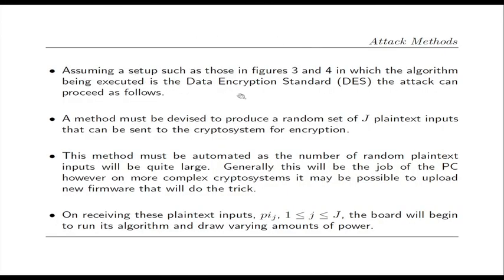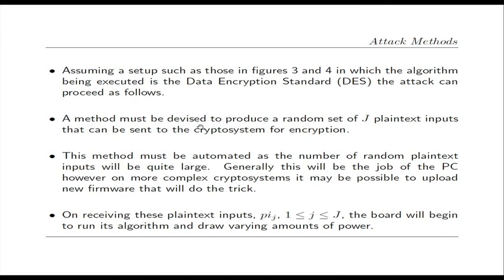This is the differential power analysis on DES, the data encryption standard. Basically, we choose j many plain texts randomly. This is a chosen plain text attack, or we can say a known plain text attack, but the plain text has to be chosen randomly. That is why you can say this is a chosen plain text attack. We choose j many plain texts randomly, denoted by Pij, where small j goes from 1 to j.